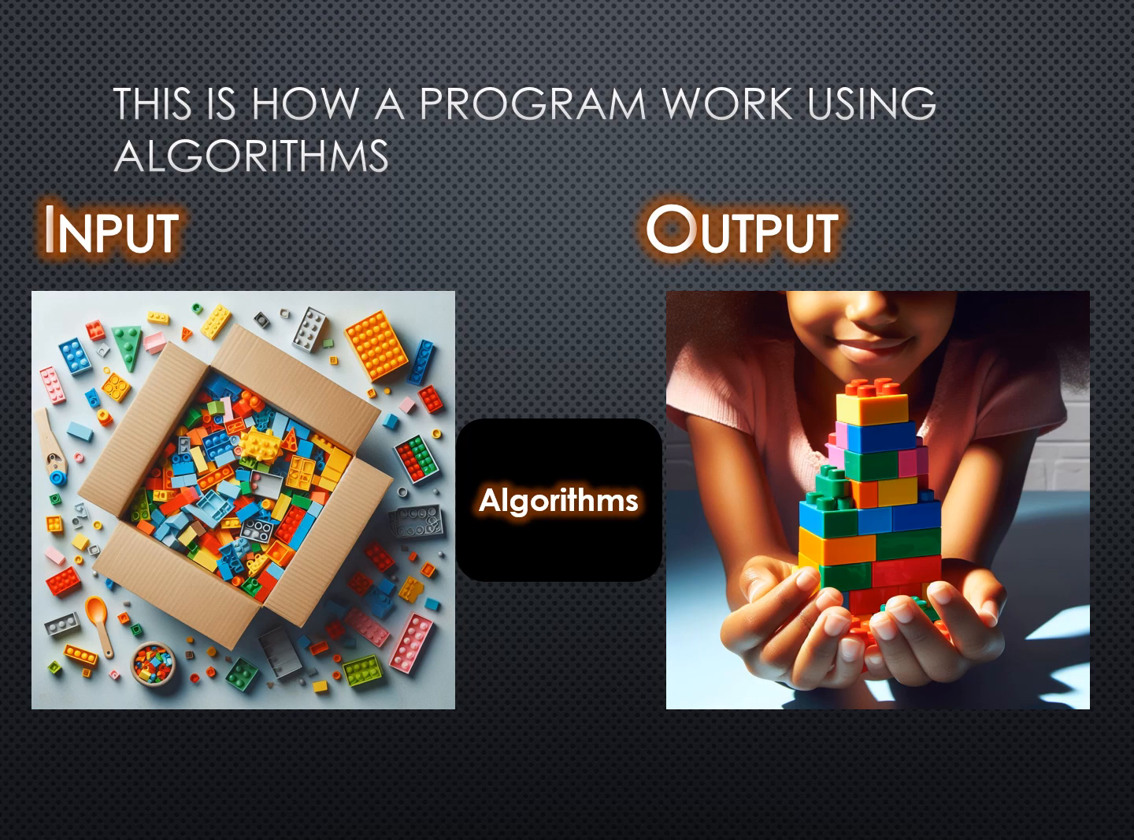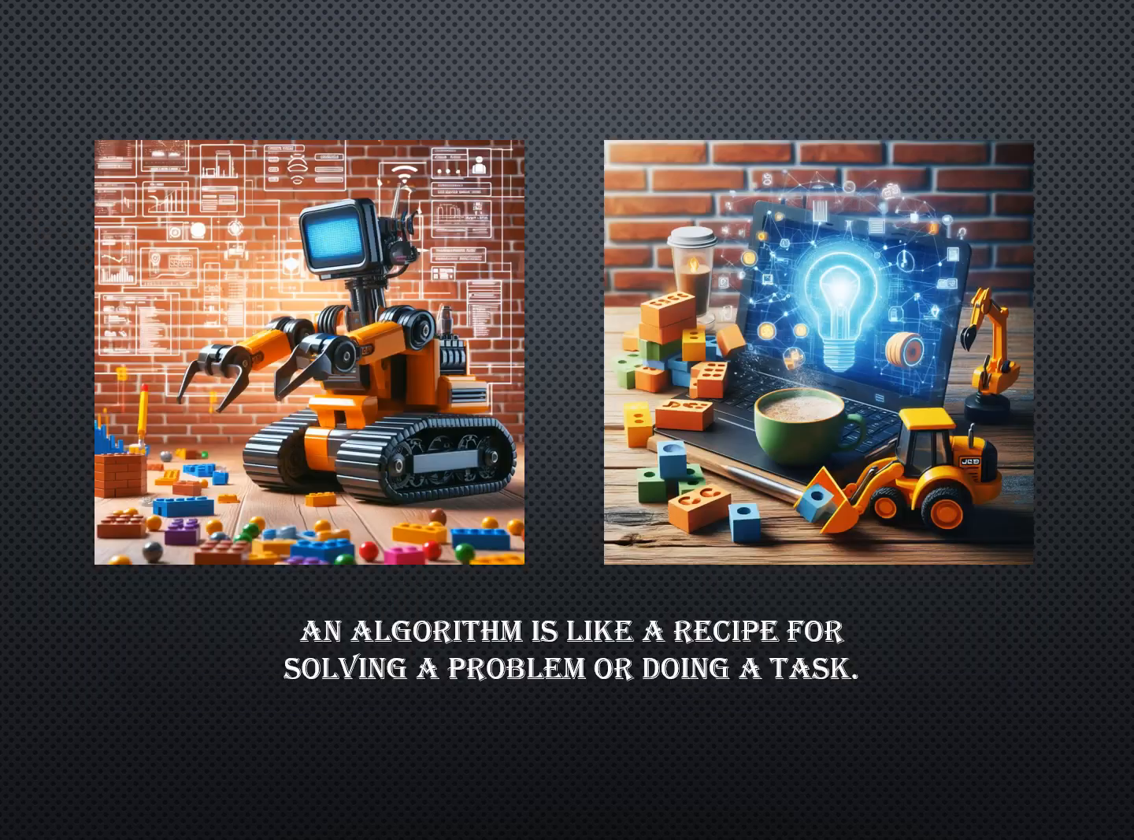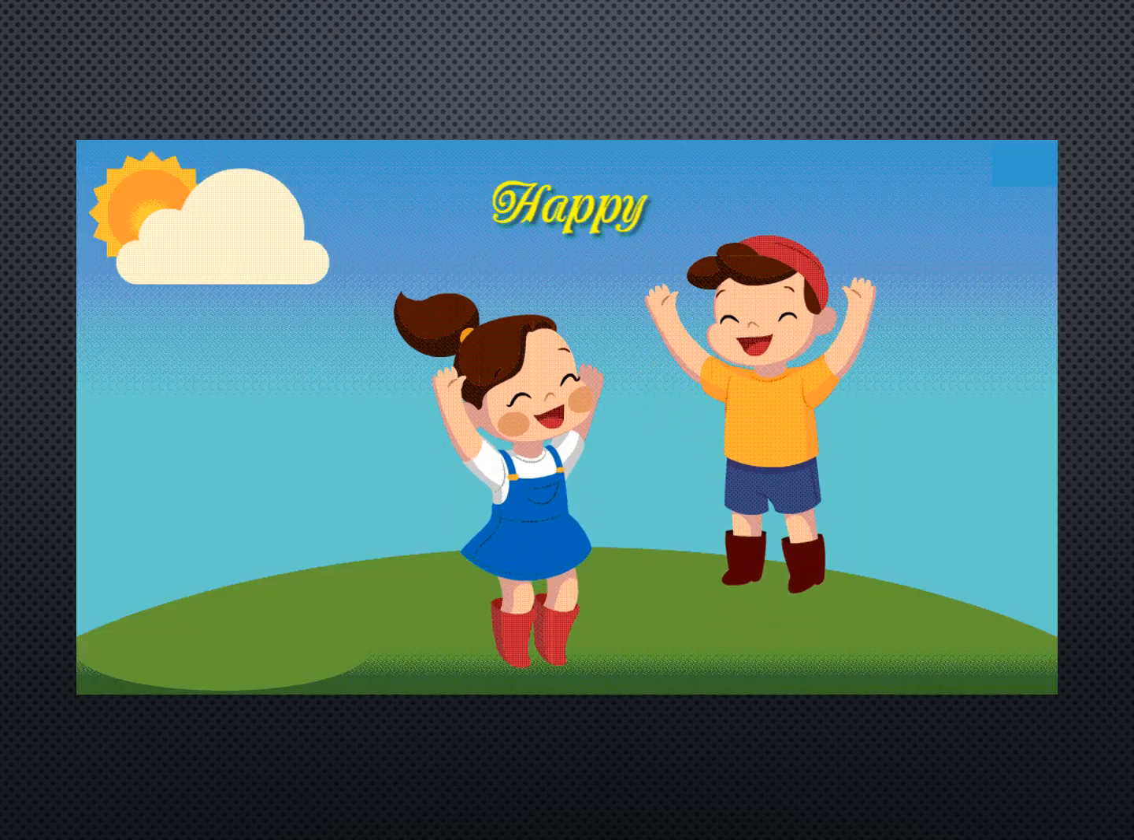In the world of computers, we use something similar to Lego instructions and we call it an algorithm. An algorithm is like a recipe for solving a problem or doing a task. It's a set of instructions that the computer can understand and follow to achieve a specific goal. This is where your tower is finished and you can step back and admire your creation.